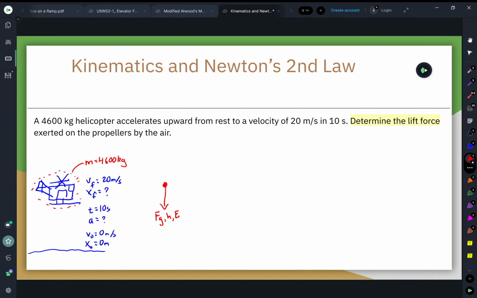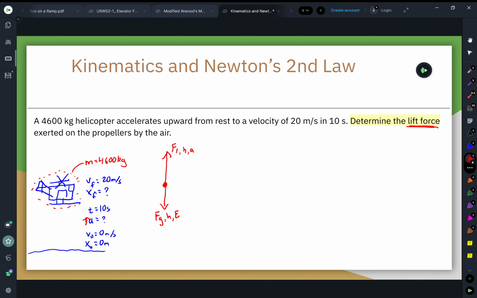Then after that, we just need to see what's touching the helicopter to see what could be exerting a force. It's up in the air right now, so the air could be exerting a force, and in fact, we know it has to be exerting a force because we're solving for the lift force. So we're going to have a force of lift acting on the helicopter by the air. Now, because this thing went from rest to some non-zero velocity, it accelerated upwards. So that means we need to have more upward force than we do downward force. So that's a force of lift on the helicopter by the air.